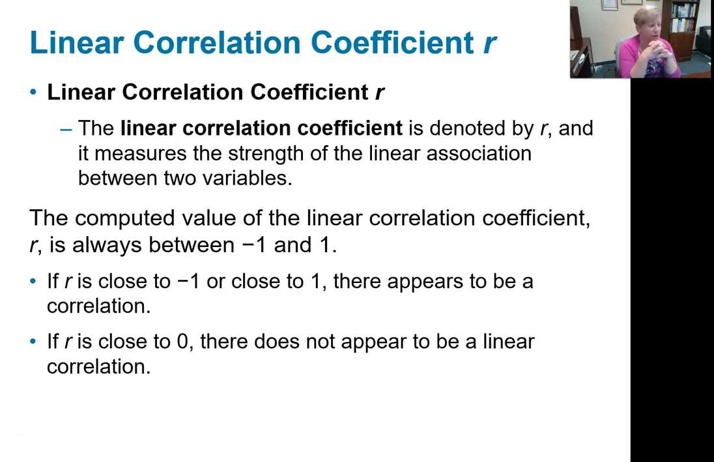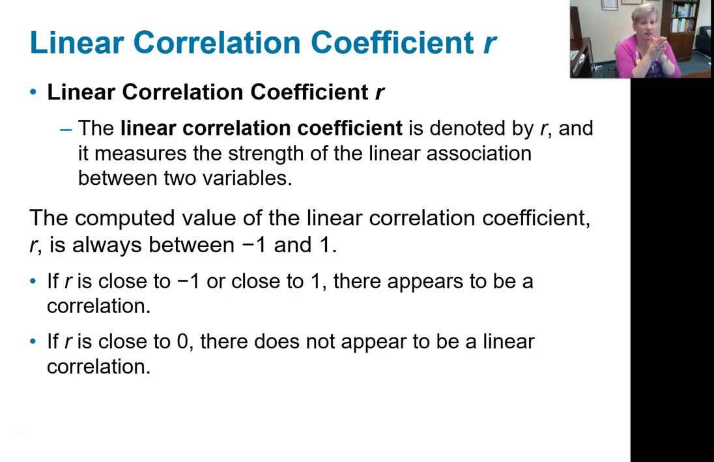So in order to do that, we are going to take all of our data, and there's this big process. And again, we are not going to do that process in our class. Just a lot of data, a lot of adding and squaring and adding stuff together. But we are going to find what we call the linear correlation coefficient. And that is, again, denoted by the letter R. And that tells us the strength of the linear association.